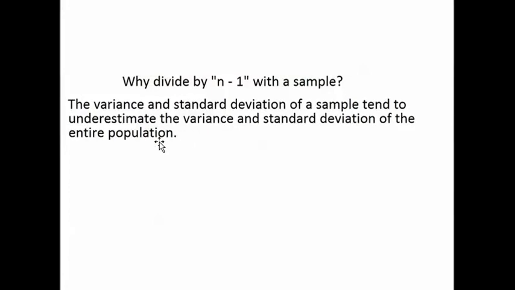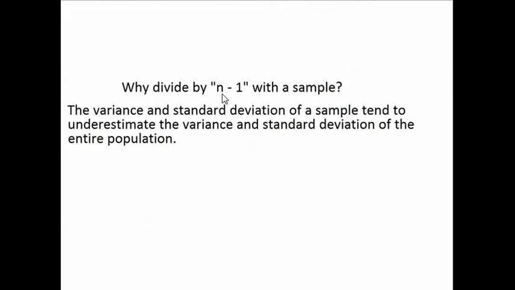So we have to have a way to deal with this problem. And the way that we deal with that problem is that we use an adjustment to raise the variance and standard deviation of the sample up higher so that they better estimate the variance and standard deviation of all population members. Basically, when you divide by n minus 1, you're giving a boost to the variance and standard deviation of your sample so that they're less likely to come out too low, so that they're less likely to underestimate the variance and standard deviation of the entire population.